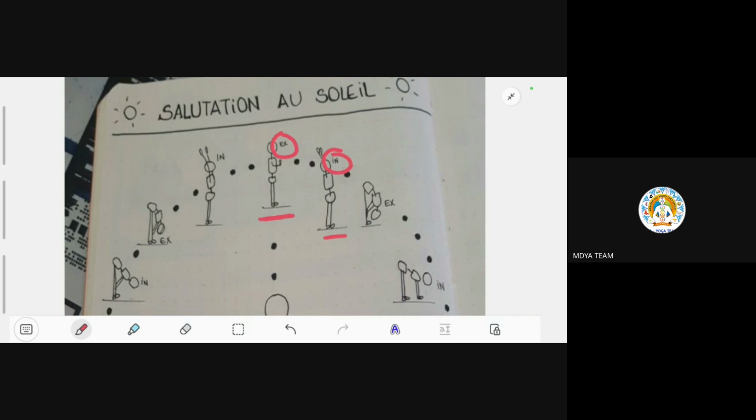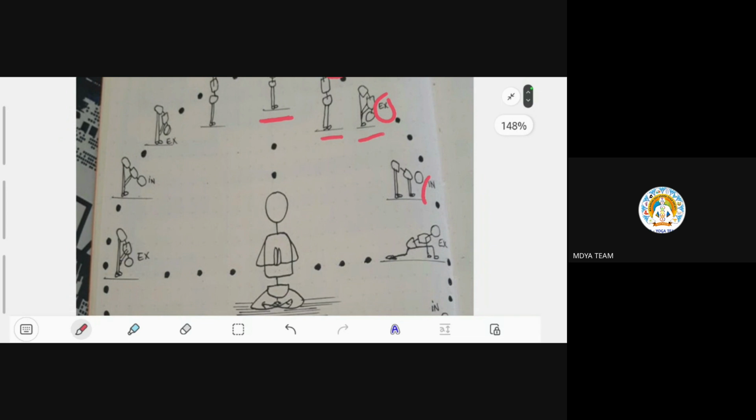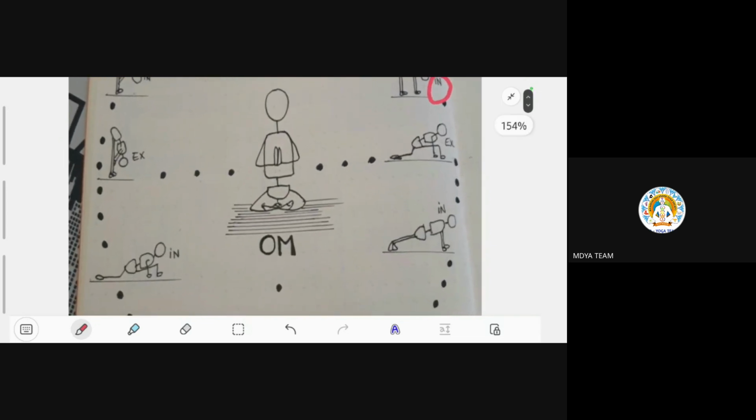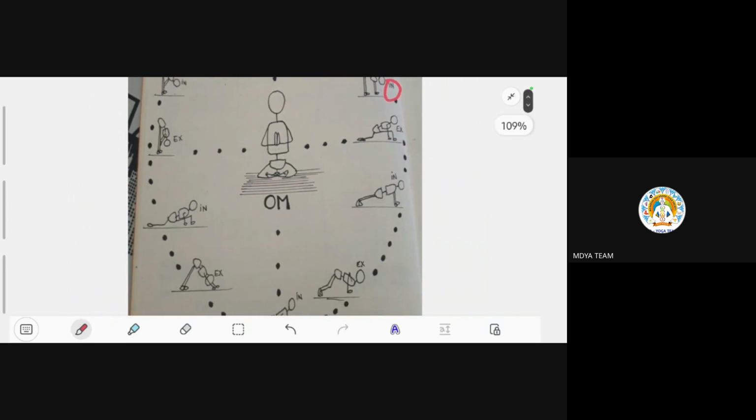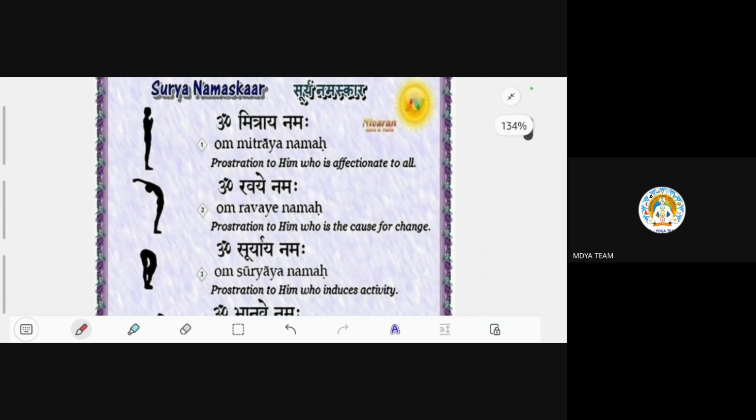Then, in the next posture, we have to exhale, and at which posture we have to inhale. You need to remember all these points. The one is the posture. Second, inhalation and exhalation. Third thing, which they definitely ask, even in the last attempt, they asked this question: in which asana, which mantra is to be chanted? Which mantra? This Om Mitraya Namah.